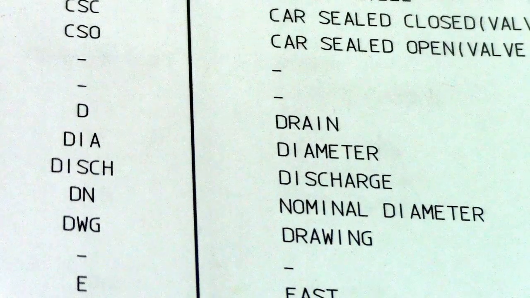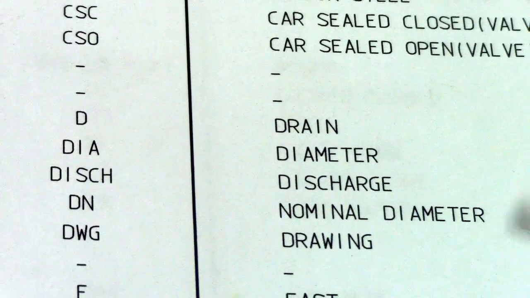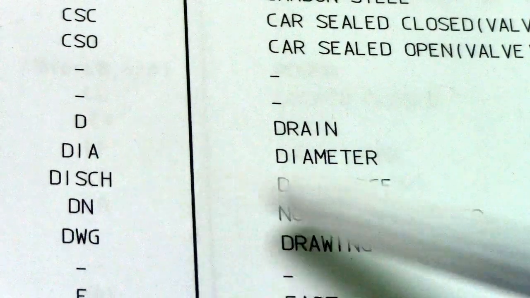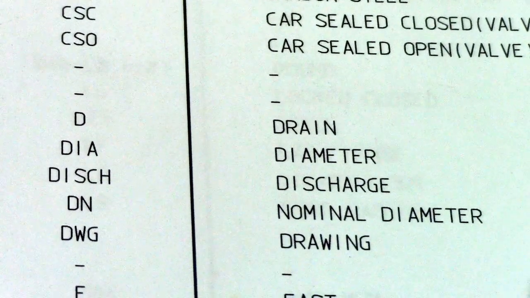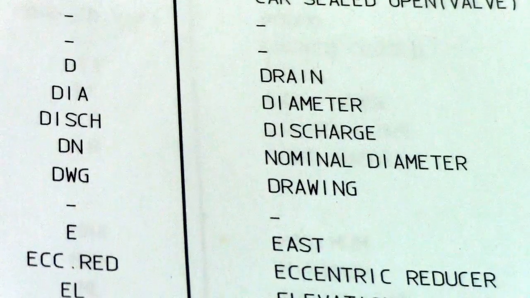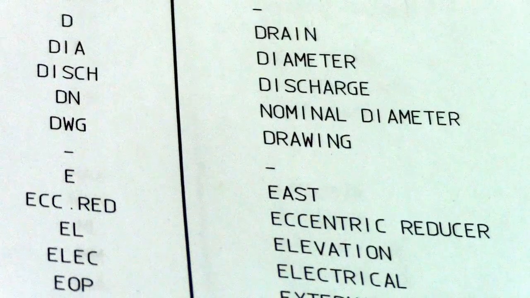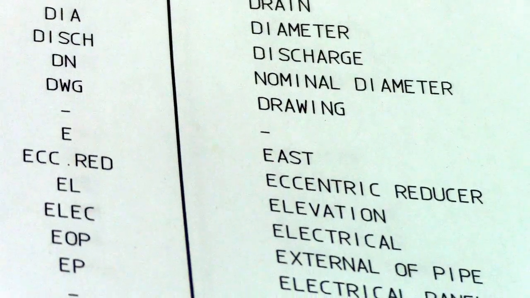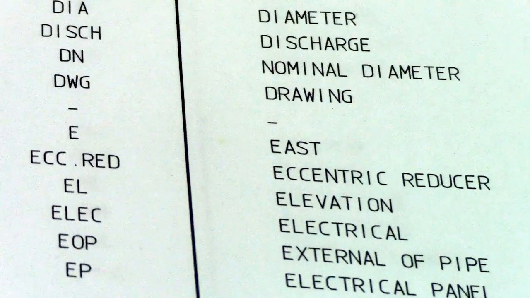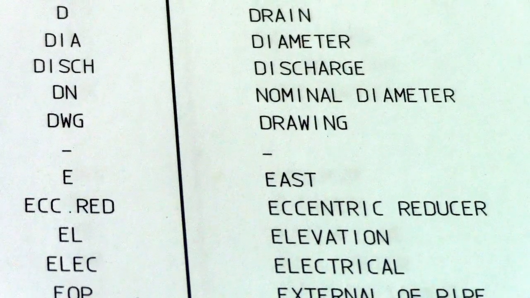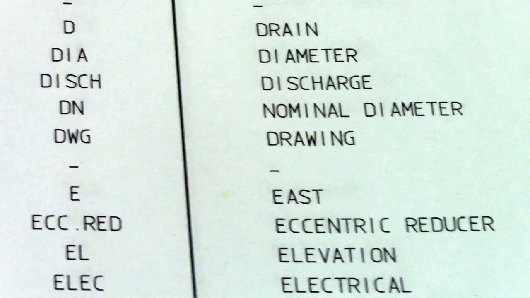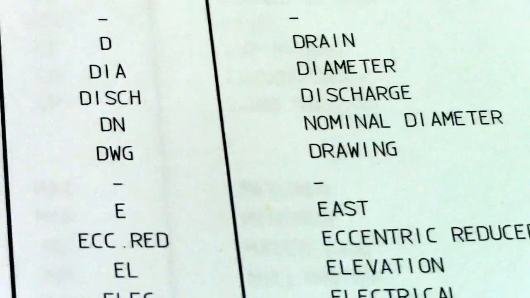So we also have drain, diameter, discharge. DN, the meaning of DN, this is always seen in the isometric drawing. DN is nominal diameter. And they also have eccentric reducer, elevation, electrical. So these are piping abbreviations.